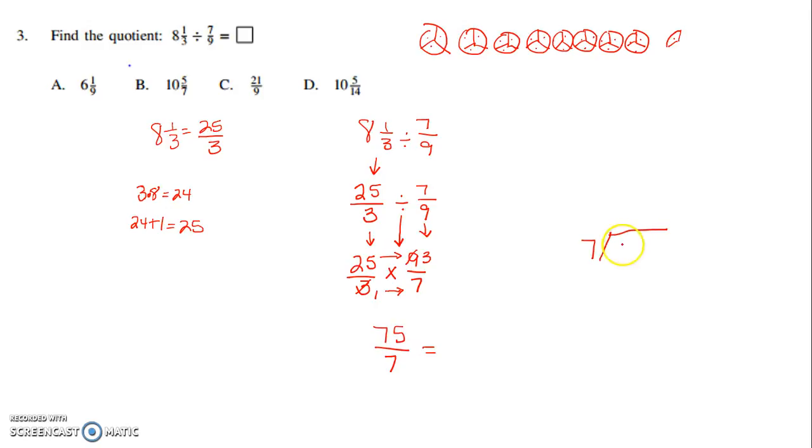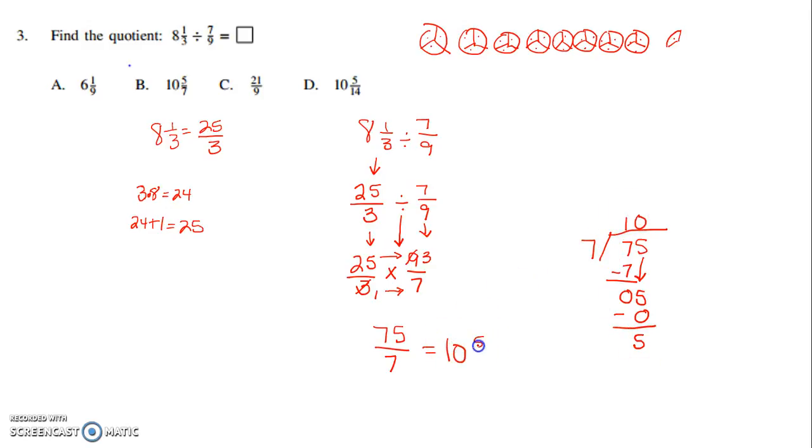7 goes into 75. 7 goes into 7 once. 1 times 7 is 7. Subtract off, we have a 0. Bring down a 5. How many times does 7 go into 5? 0 times. 0 times 7 is 0. Subtract off, you have a remainder of 5. So what that means is we have 10 5/7.